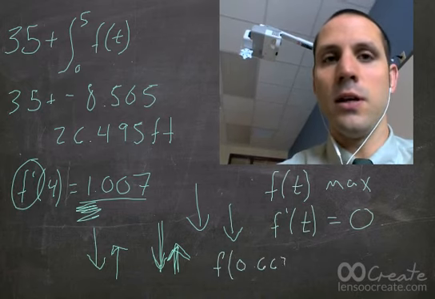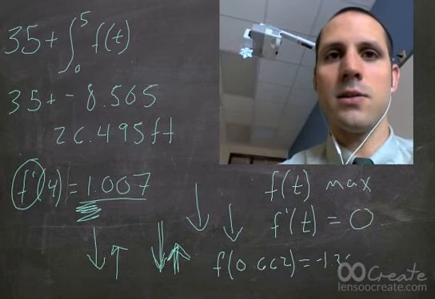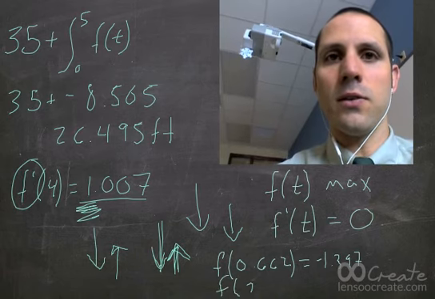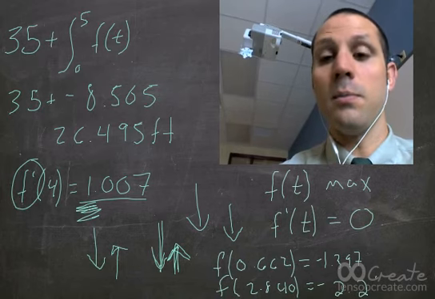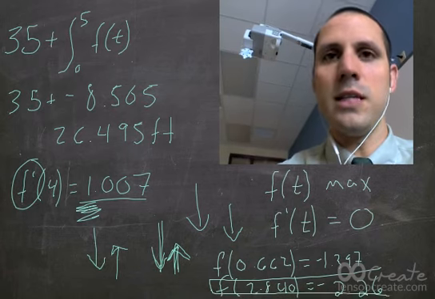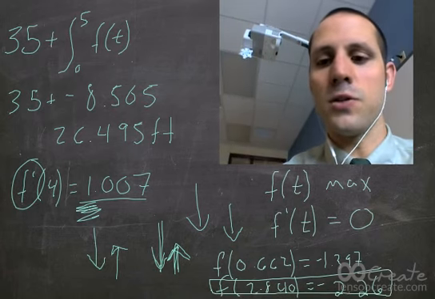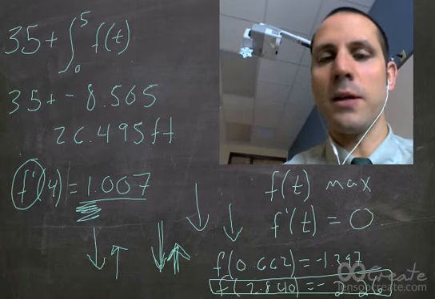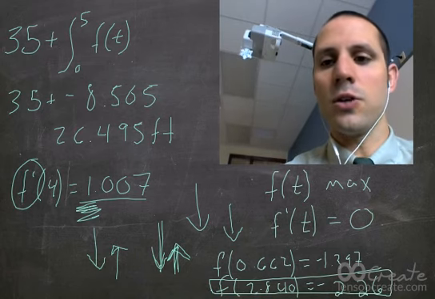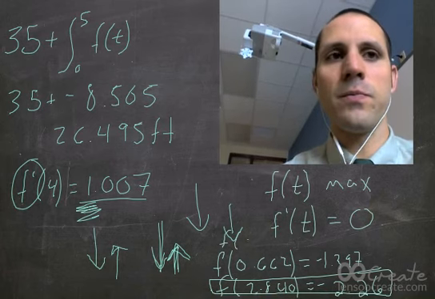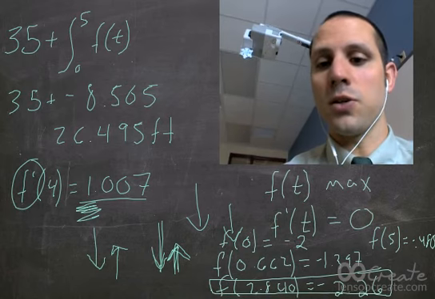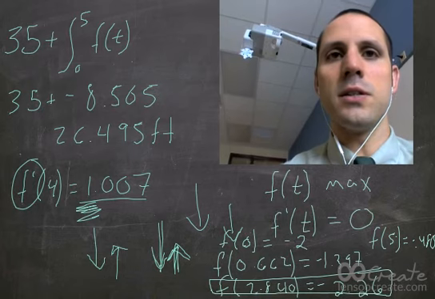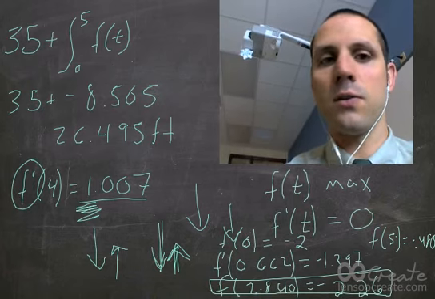F of 0.662 is negative 1.397. F of 2.840 is negative 2.26, meaning this is the larger decrease. So at time 2.840 is when we are decreasing most rapidly. Now, we need to also look at our two endpoints. Check f of 0, it's decreasing at a rate of negative 2. And check f of 5, it's decreasing at a rate of negative 0.480. So good justification, checked our endpoints, checked our extrema. We are decreasing most rapidly at a time of 2.840.